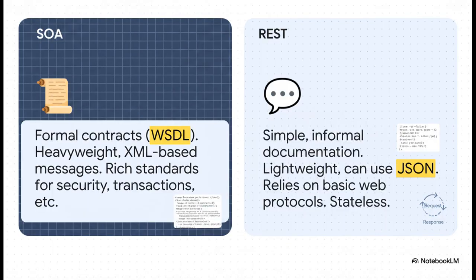So if we put them side by side, the difference is pretty clear. SOA with SOAP and WSDL is like that formal legal contract. It's heavyweight and very specific. REST is more like a quick, informal conversation. It often uses simpler data formats like JSON and just piggybacks on the basic rules of the web. And another key idea with REST is that it's stateless, meaning every request has to contain all the info the server needs. The server doesn't have to remember anything about you from one request to the next.